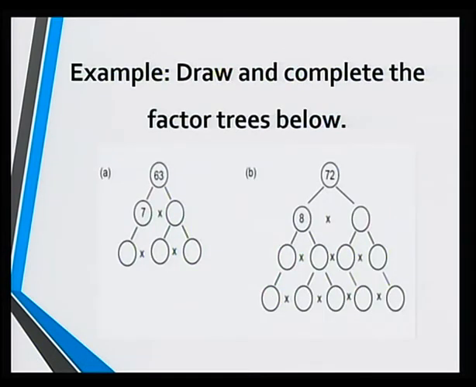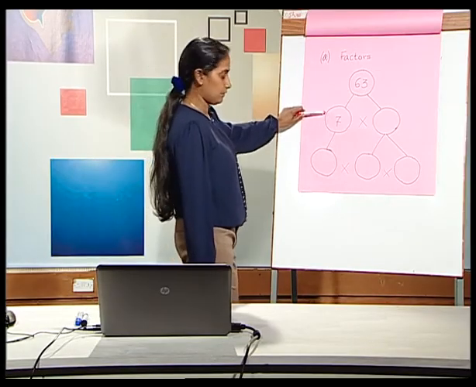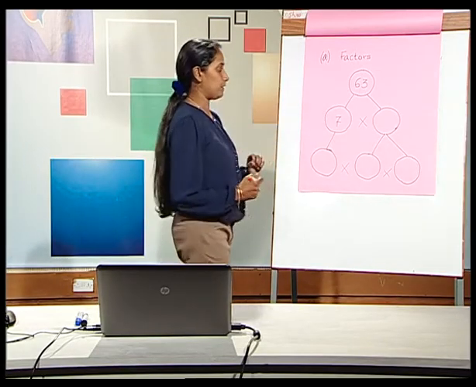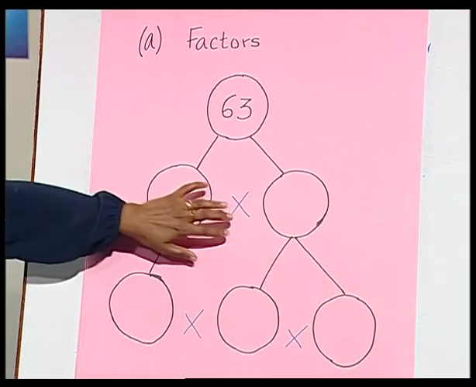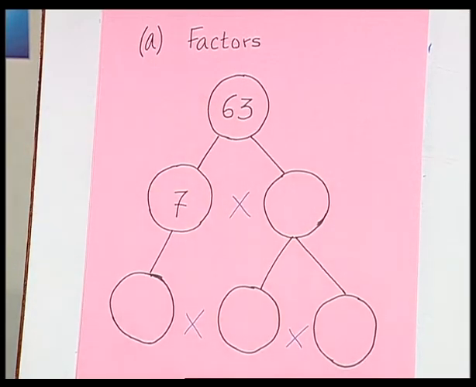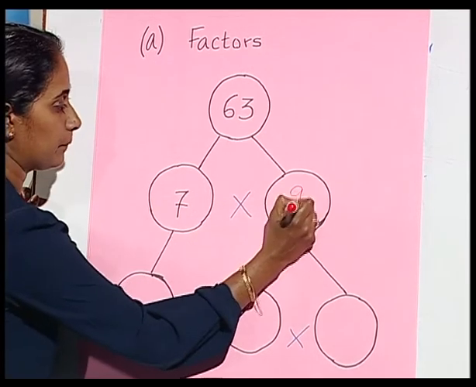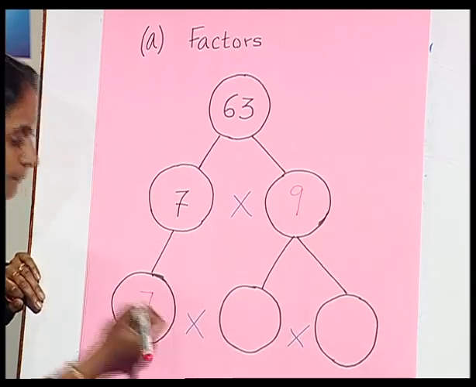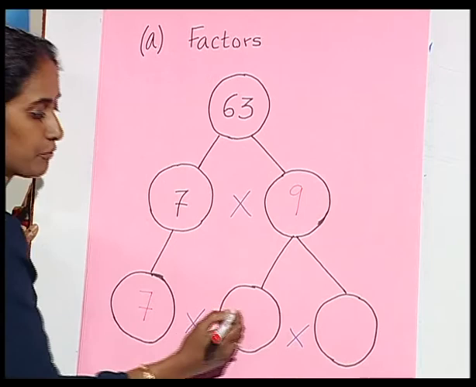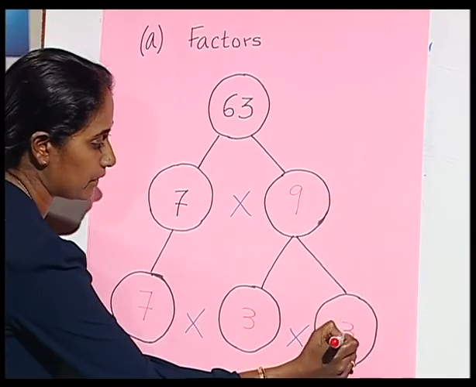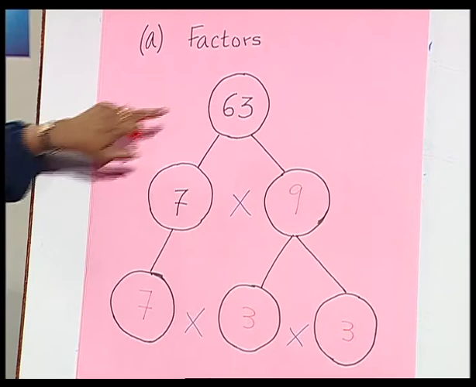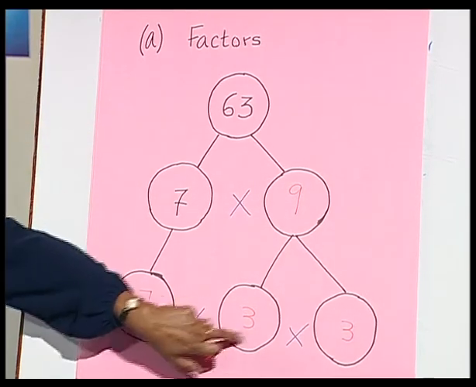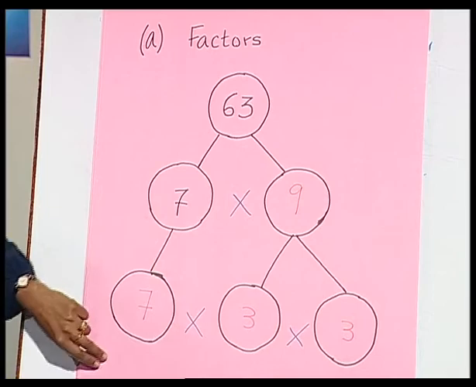Let us consider the second example. Draw and complete the factor trees below. So 63, you have already been given 7, and you have to fill in the empty spaces. So 7 times which number gives me 63? So it is 9. Now 7 is already a prime number, so I just keep it here. And 9 can be broken as 3 times 3. So 63 can be written as 7 times 3 times 3. This is for part A.